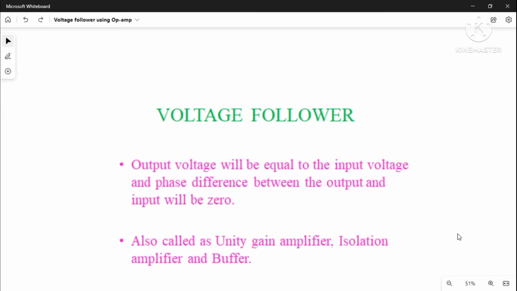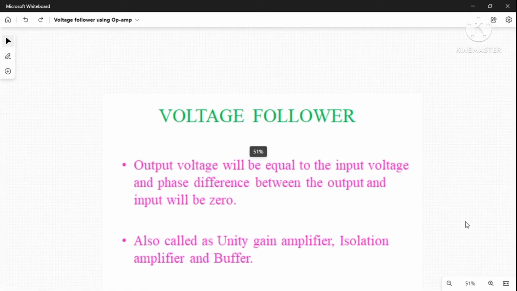Voltage follower is the circuit in which the output voltage will be equal to the input voltage and the phase difference between the output and input will be 0, which means that the output will be exactly the same as that of the input voltage as far as the magnitude and phase is concerned. The other names of voltage follower are unity gain amplifier, isolation amplifier and buffer.